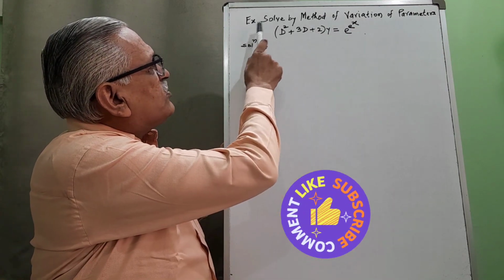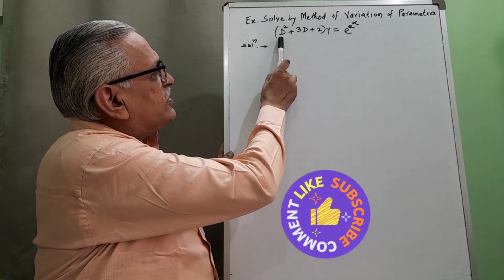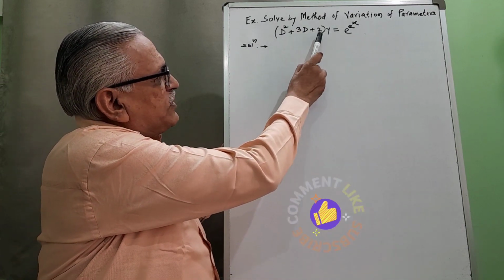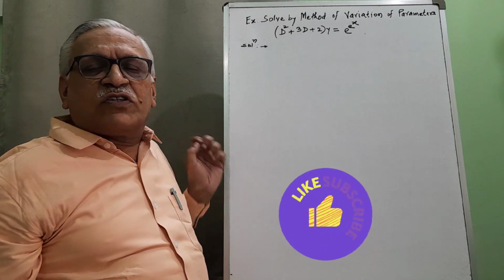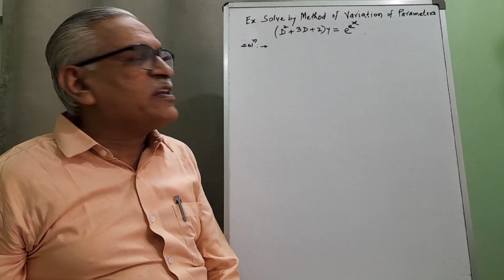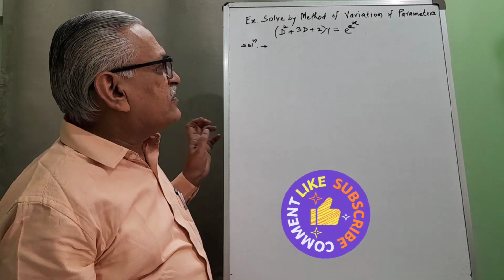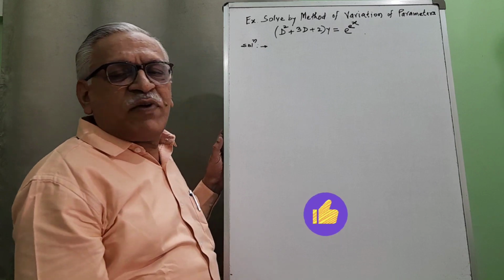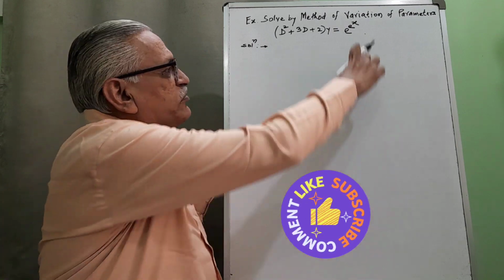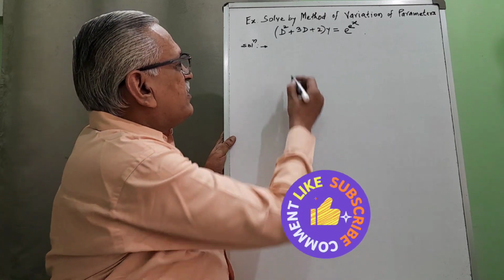Let us try to solve by method of variation of parameter. The equation is (D square plus 3D plus 2) y is equal to e raised to x. As it is mentioned that we have to apply the method of variation of parameter, or we can solve it by the general method also, but here the method mentioned is the method of variation of parameter.